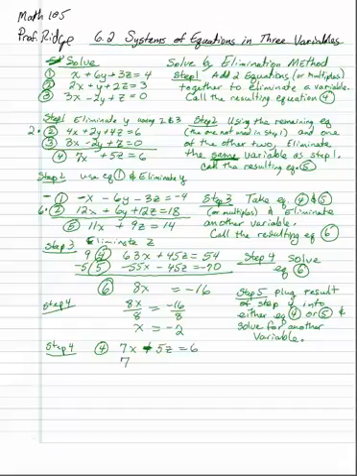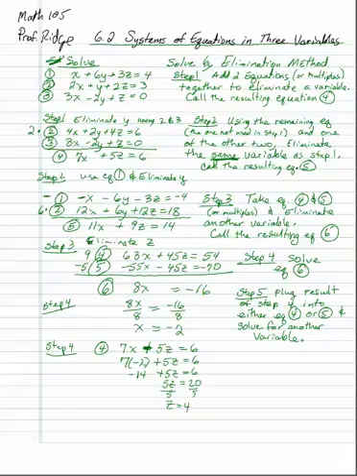Okay, so 7 times negative 2 plus 5z equals 6, and then I'm going to solve for another variable. So in this case, I'm solving for z. Add 14 to both sides, so 5z is 20, and divide by 5, so z equals 4.